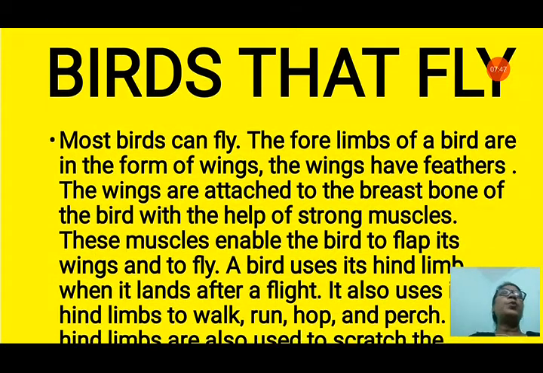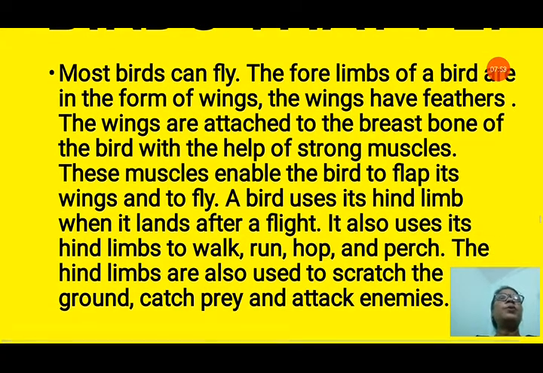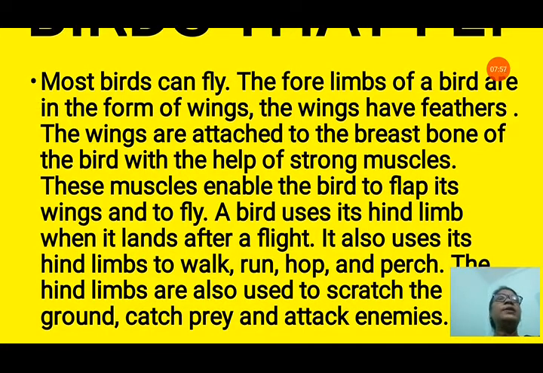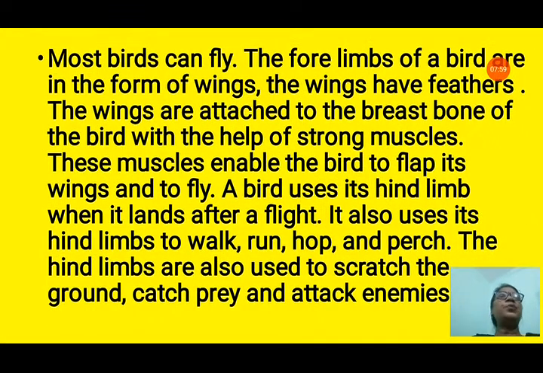Birds that fly. Now, birds can fly. They have wings to fly. Most birds can fly. The four limbs of a bird are in the form of wings. That's why the forelimbs are modified into wings. The wings have feathers. The wings are attached to the breastbone of the bird. With the help of strong muscles, these muscles enable the bird to flap its wings. That means their muscles will be very strong so that they can flap the wings to fly.